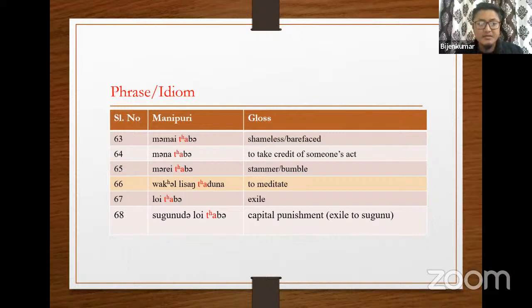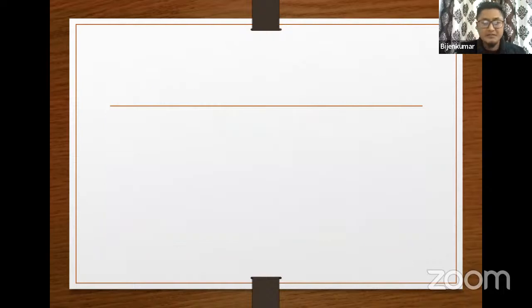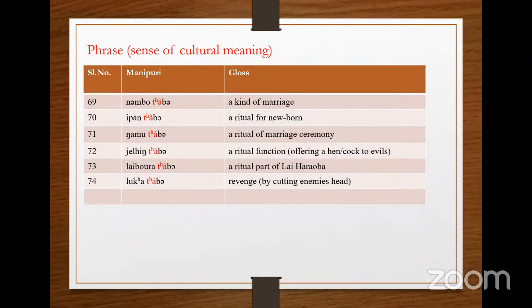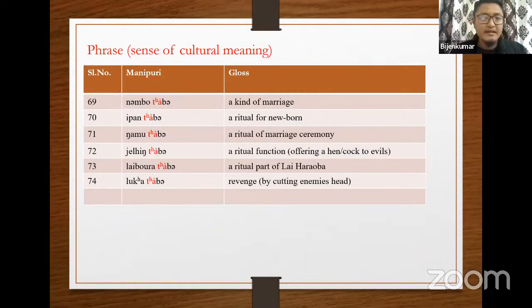So this number 68, Sugnu the Loi Thaba, gives a different interpretation. Yes, and this is trying to wind up. I think I'm almost at the end part. Then this is of the sense of culture and meaning, like Nambo Thaba.